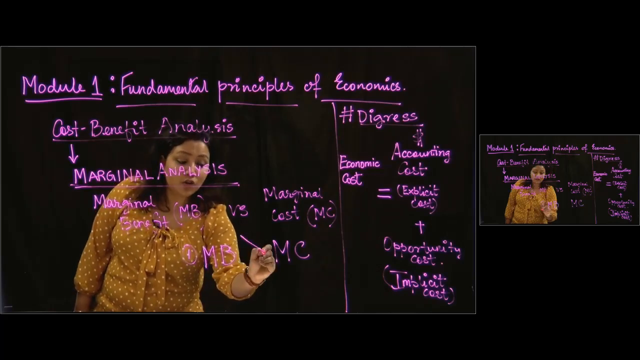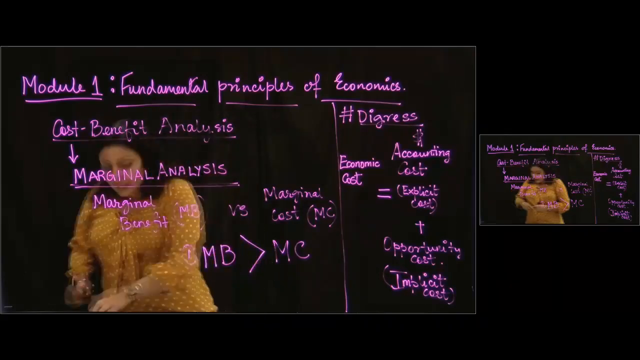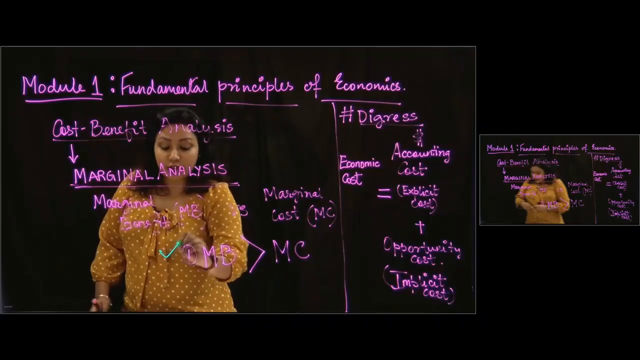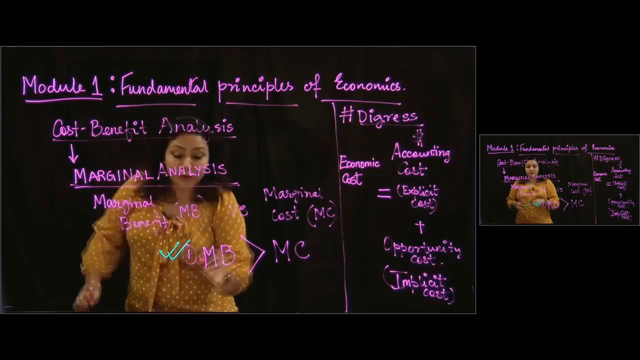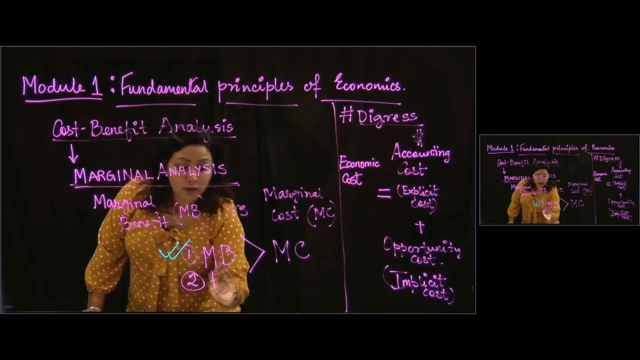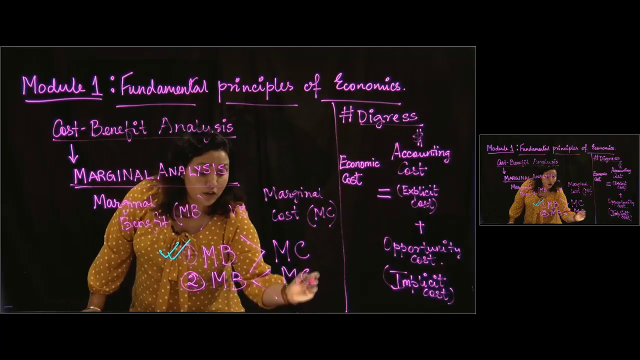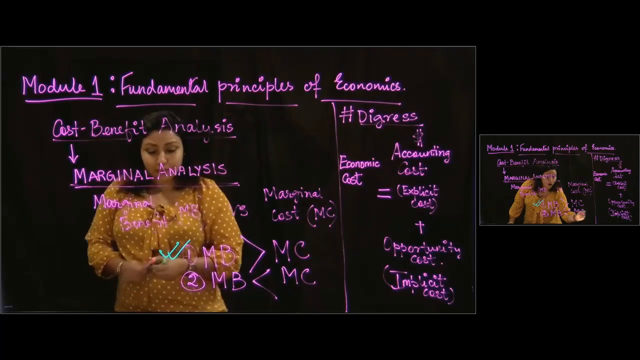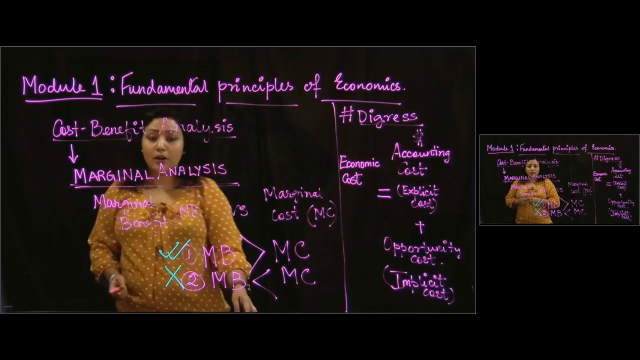If you have the marginal benefit greater than the marginal cost, then you really end up taking the option, right? You do that because your benefit is higher. If you end up thinking that, okay, my marginal benefit is going to be less than my marginal cost, then you do not take that option. Simple. Don't go that way. Okay? Don't take that option.